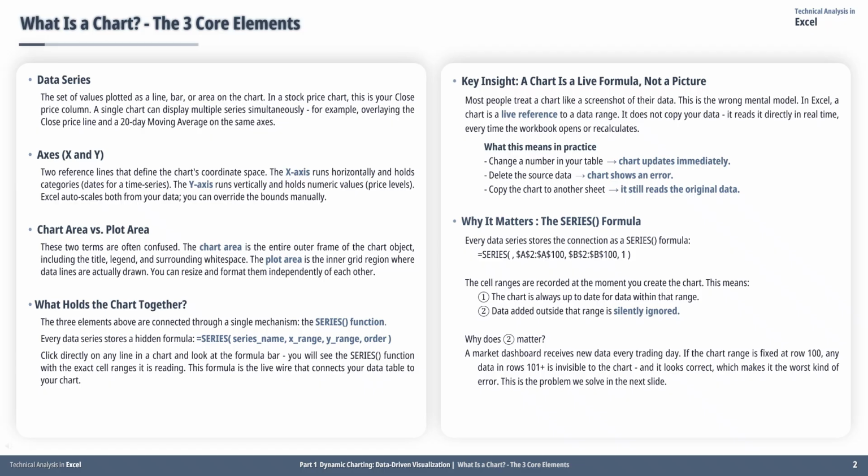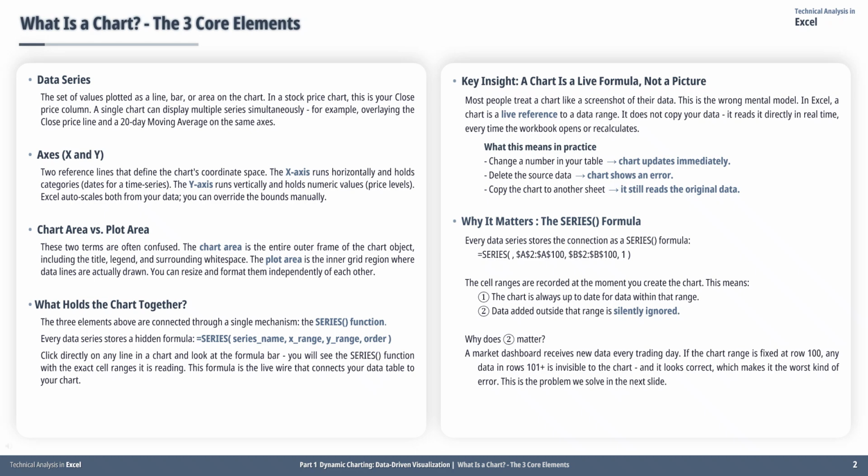Now, what holds all three elements together is a hidden formula called SERIES. Click on any line inside an Excel chart and look at the formula bar. You will see the SERIES function with arguments for the series name, the x-axis range in column A, and the y-axis range in column B. This is the key insight. A chart is a live reference, not a snapshot. Change a value in your data table, and the chart updates immediately. Delete the source rows, and the chart breaks. Copy the chart to another sheet, and it still reads the original data.